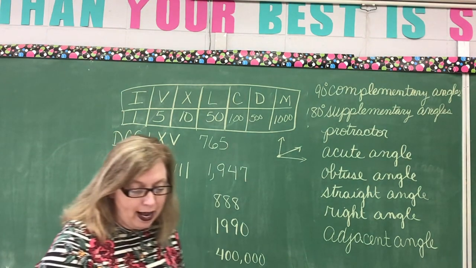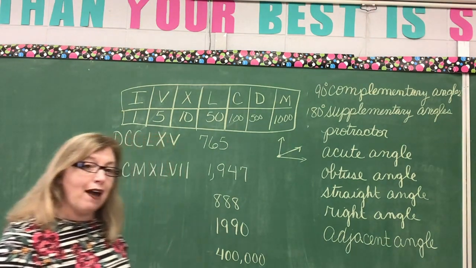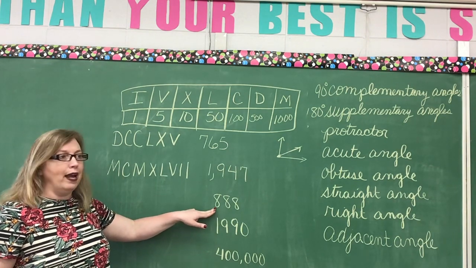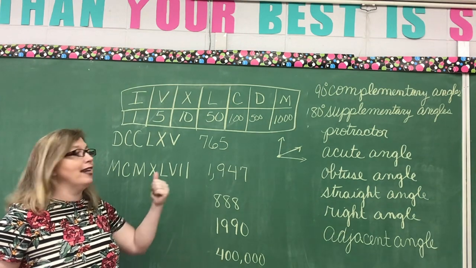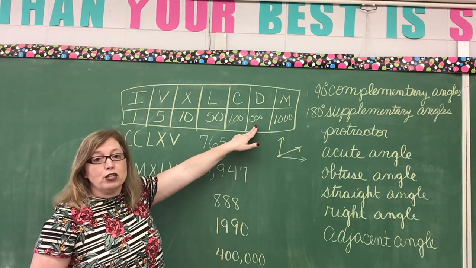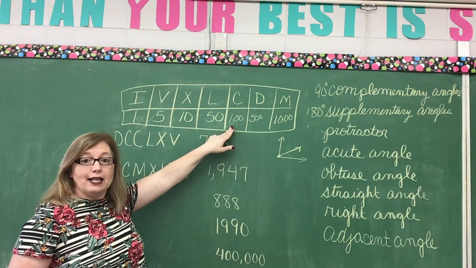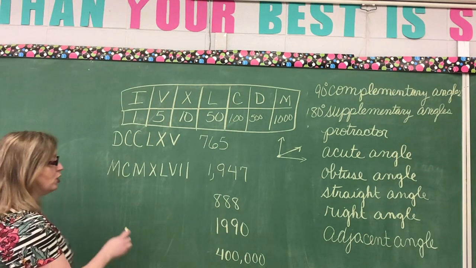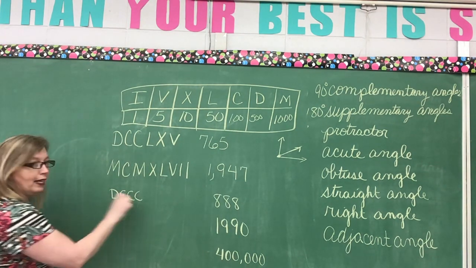We have the number 888, okay? So the first thing we have to do is make 800. How will you make 800? Well, I can't subtract and get 800. I'm going to need to add. So I'm going to take the 500 to start with. Can I put 3 C's? Yes, because the most you can put together are 3 of the same thing. So I'm going to put D, C, C, C.